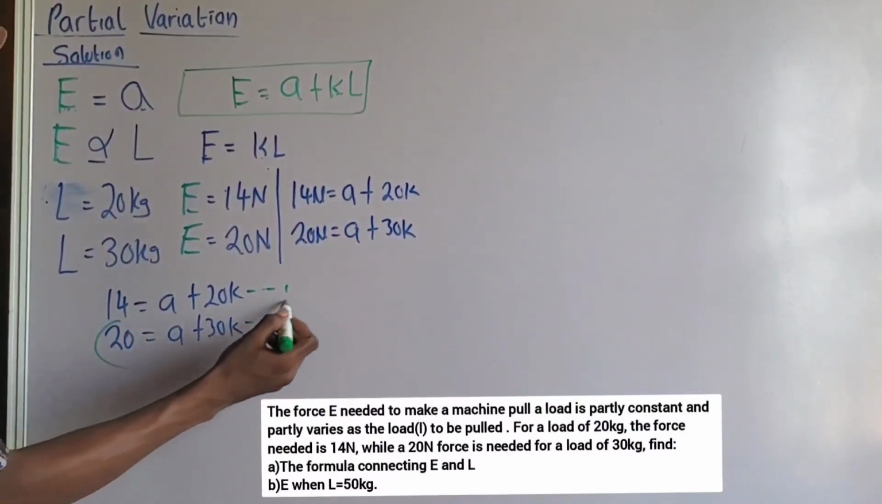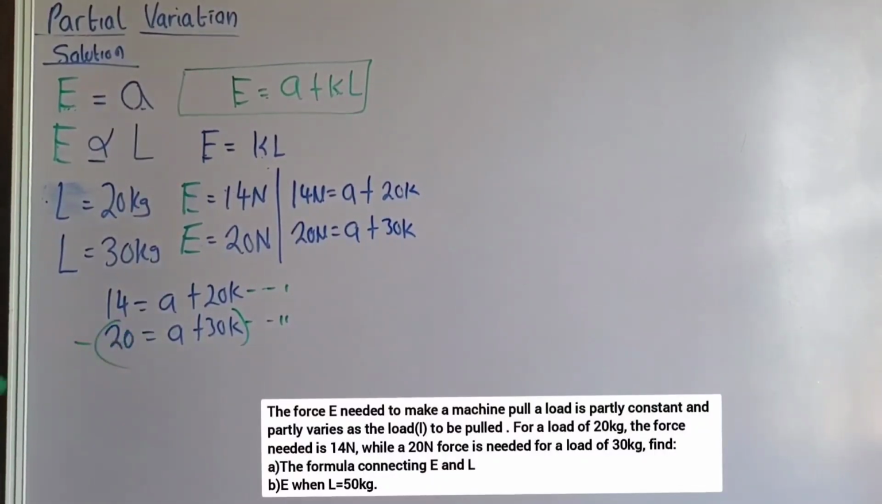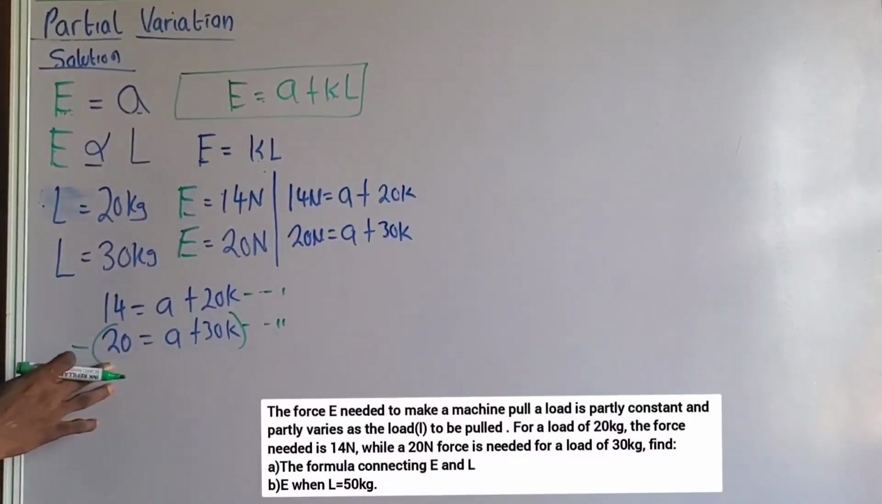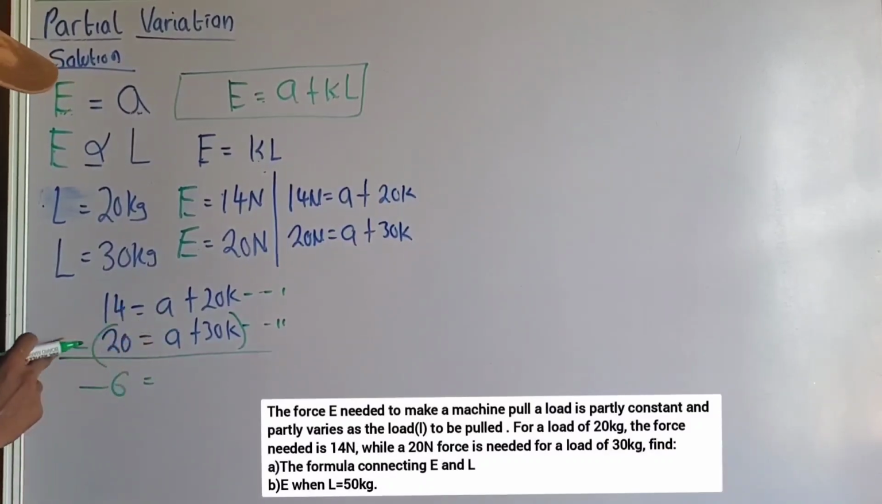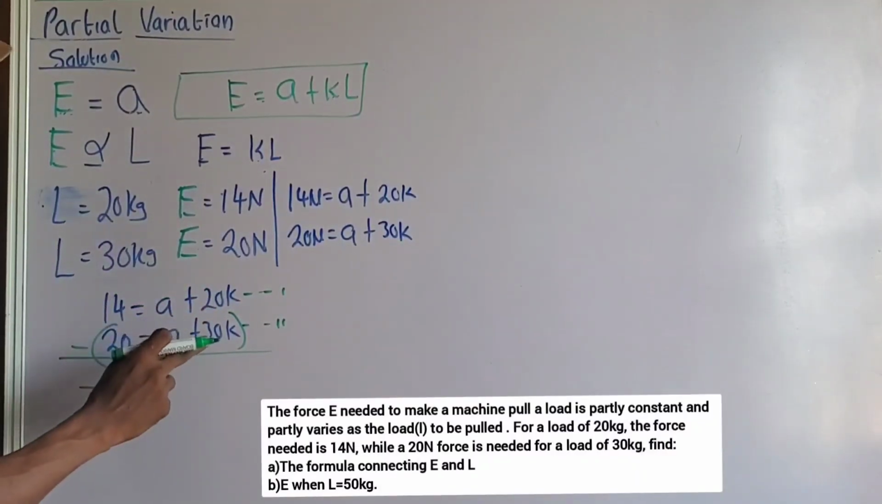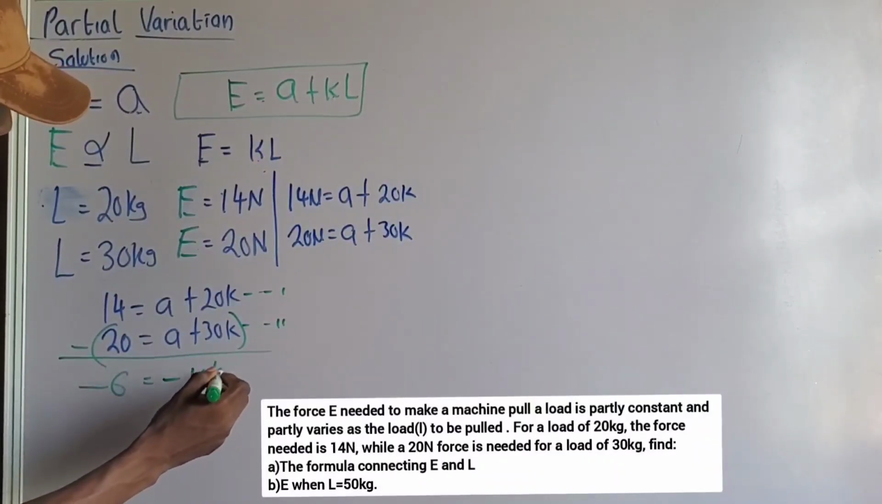So I'm going to have this minus this. Are you getting what I'm trying to say? Okay, 14 minus 20, that is what? Minus 6, right? Yes. So I'm going to have minus 6 equals A minus A. We've already eliminated A like that. A minus A will give us 0. Are you getting it? 20K minus 30K, that's what? Minus 10K. Okay?